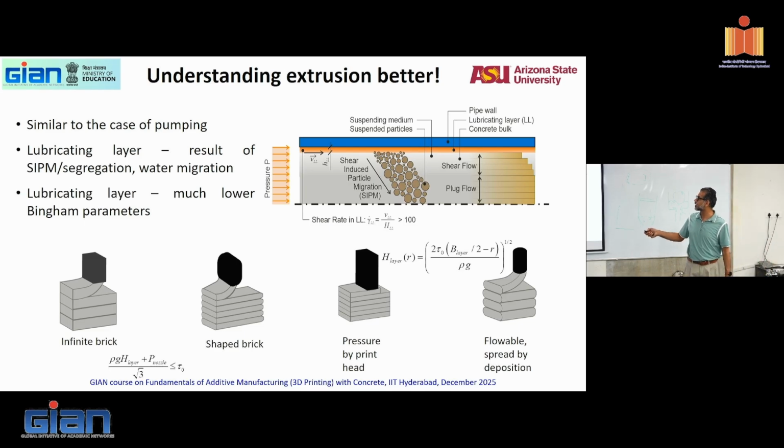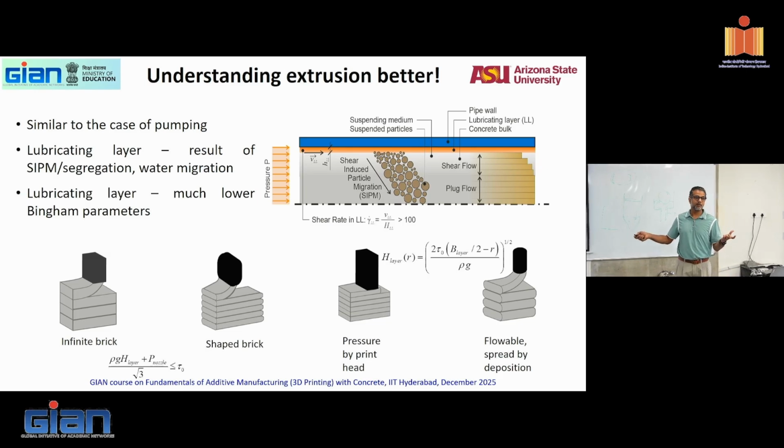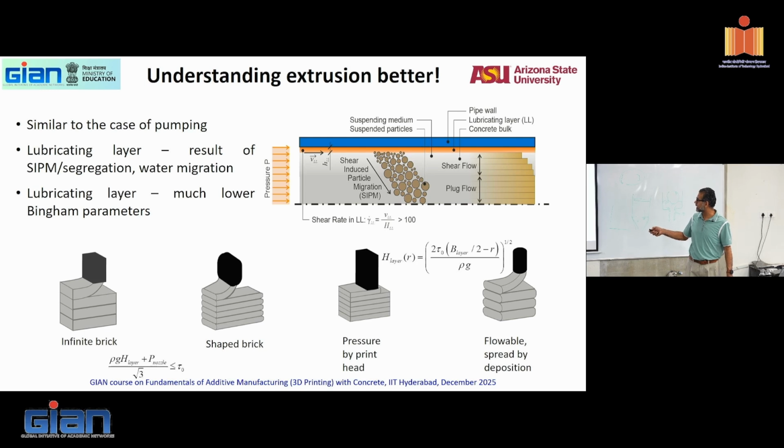What are the parameters involved? Tau naught. What is that? Yield stress. Rho g, it's the gravity and the density. The thickness of the layer, or whatever is the width of the layer, and 2 over r. R is actually, so this is a circular nozzle. You see that? R is the radius of the nozzle. So based on that, as a function of the radius of the nozzle, for a flowable spread by deposition, you can get some indication of layer.